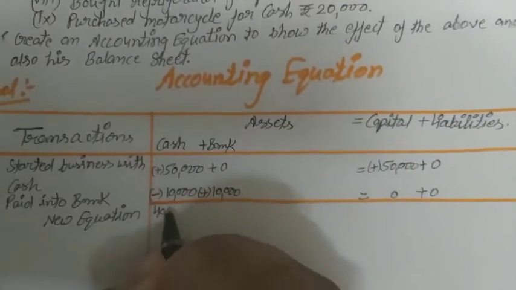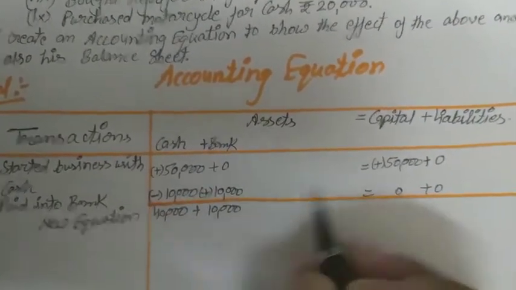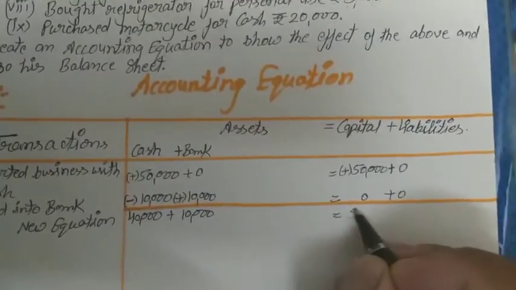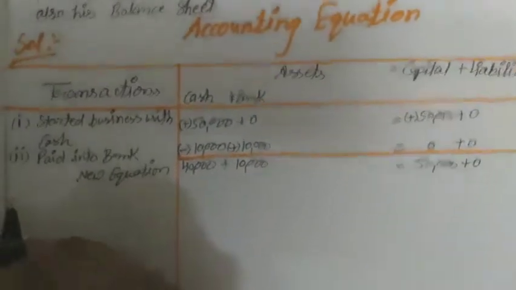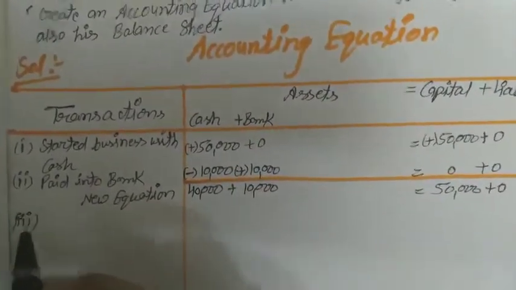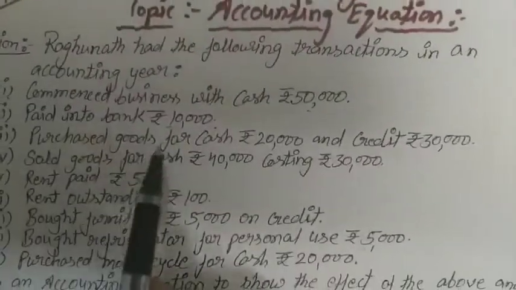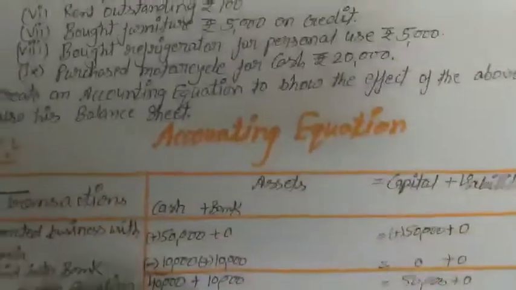40,000 rupees of cash will be left with us and 10,000 rupees of bank balance will be left with us, and then 50,000 rupees of capital and liabilities are zero. Next, the third transaction we will pass. Third transaction: purchase goods for cash rupees 20,000 and credit rupees 30,000.